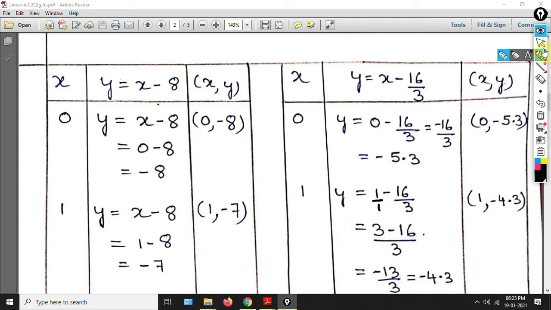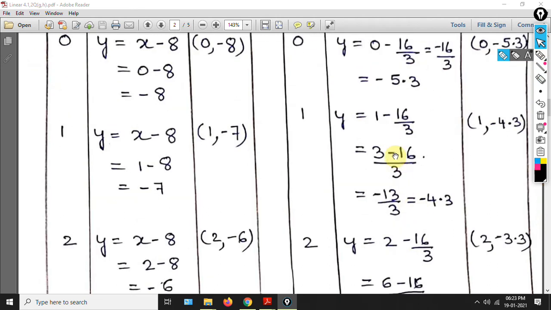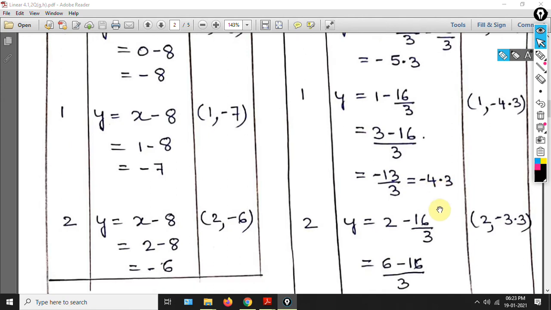Next, for the bigger number, what is the sign? Minus, so we write minus. From 16 if you remove 3, how much do we get? 13. Divided by 3, we write divided by 3. Minus we write as it is. So if we divide 13 by 3, we will get 4.3.